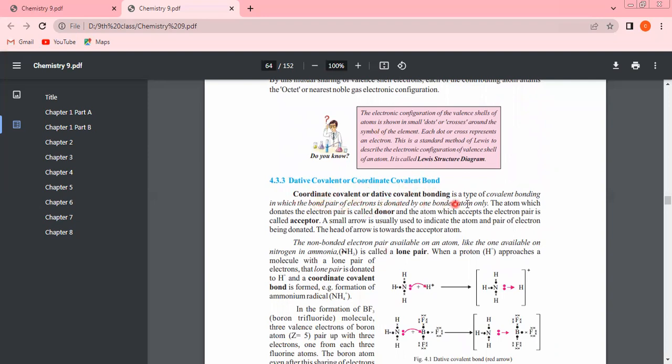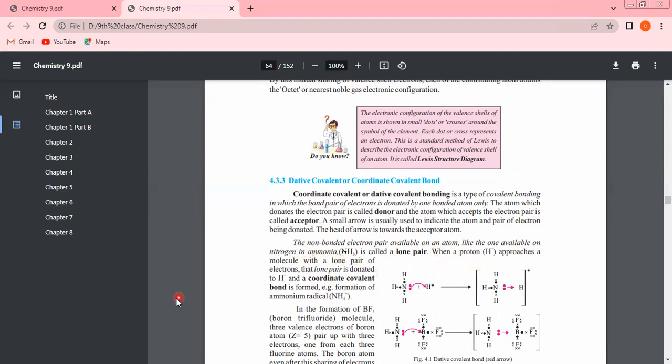Coordinate covalent or dative covalent bond is a type of covalent bonding in which the bond pair of electrons is donated by one bonded atom only. The atom which donates the electron pair is called the donor, and the atom which accepts the electron pair is called the acceptor. A small arrow is usually used to indicate the atom and pair of electrons being donated. The head of the arrow is towards the acceptor atom. The non-bonded electron pair available on an atom, like the one available on nitrogen in ammonia, is called a lone pair.